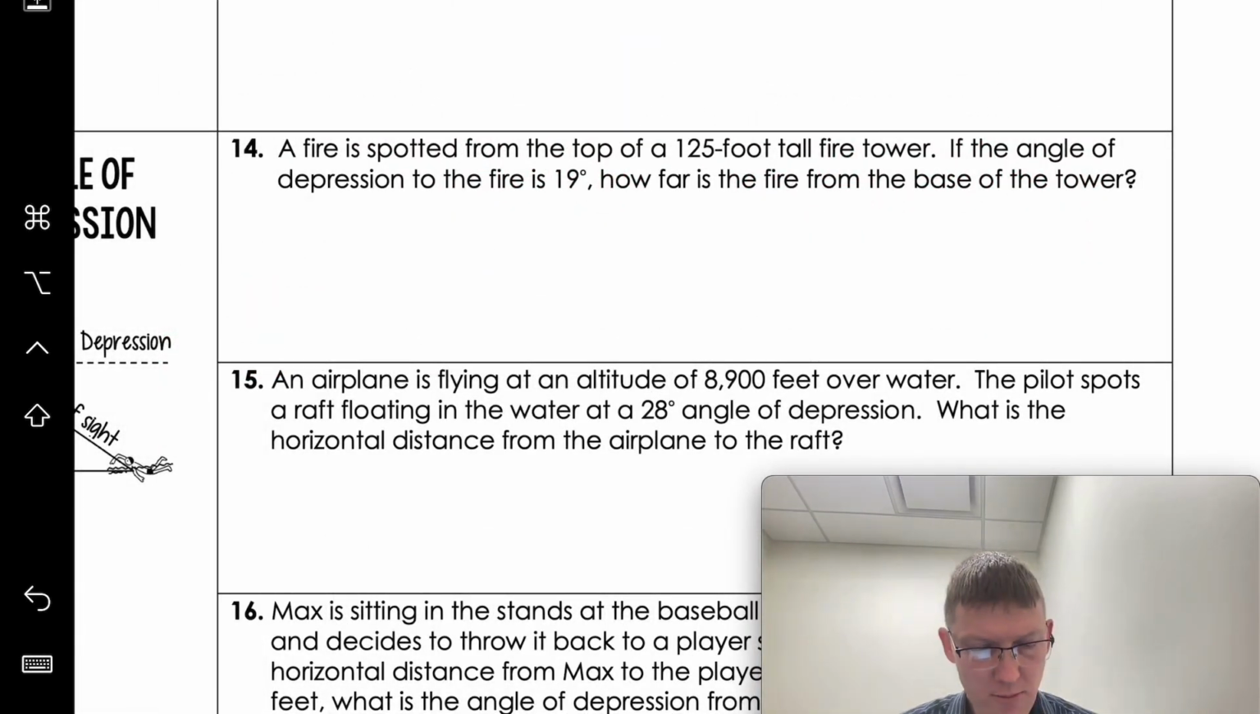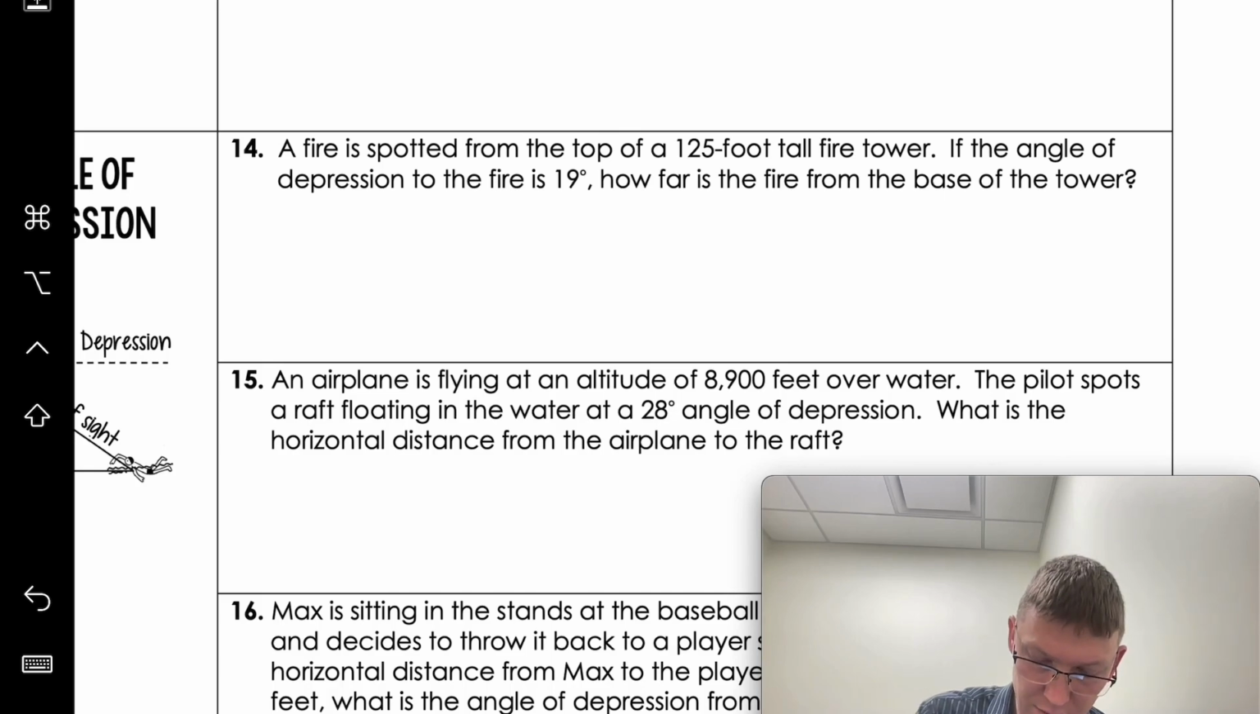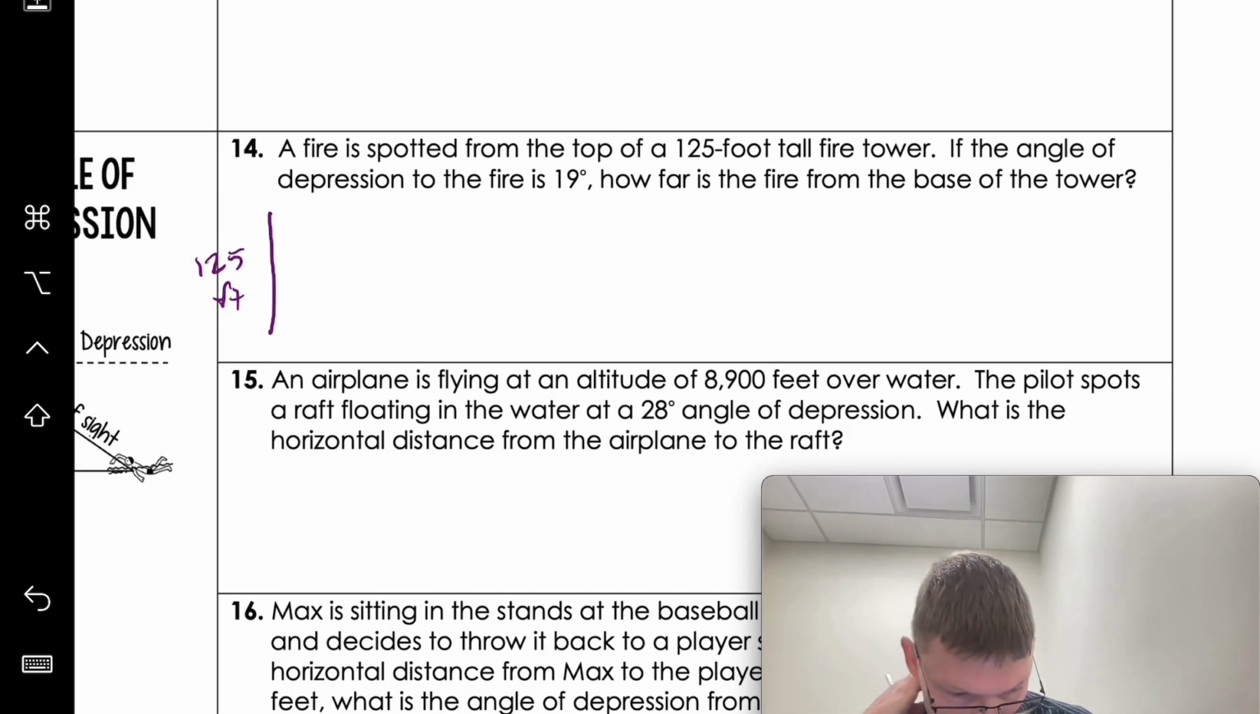So I skipped down to number 14. I think this is about angle of depression, which just means that instead of going up, you're going down. But you solve these in the exact same way. Draw a picture, do some trig, we're good to go. A fire is spotted from the top of a 125-foot tall tower. So here's my tower, and this is 125 feet.